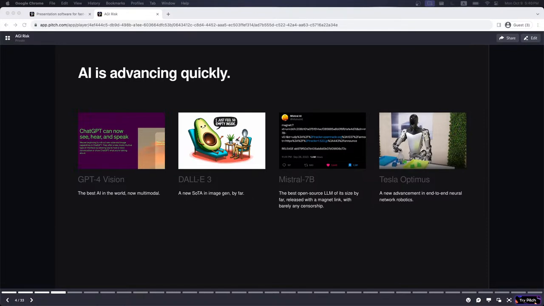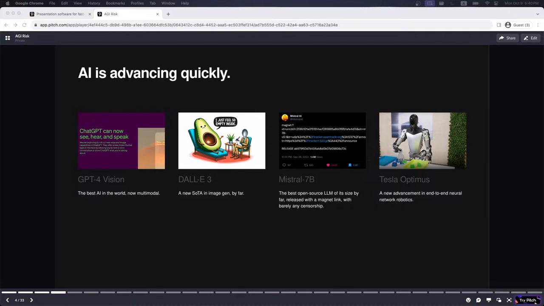So this image was generated fully with DALL-E, an AI image generator. The latest version is by far the best state-of-the-art image generation. There was also Mistral 7B, a recently released open source AI, which is the best 7 billion parameter open source model by far. It was released as a tweet with a magnet link, if you know what torrenting is. So this is something that's very hard to crack down upon, as we'll see later.